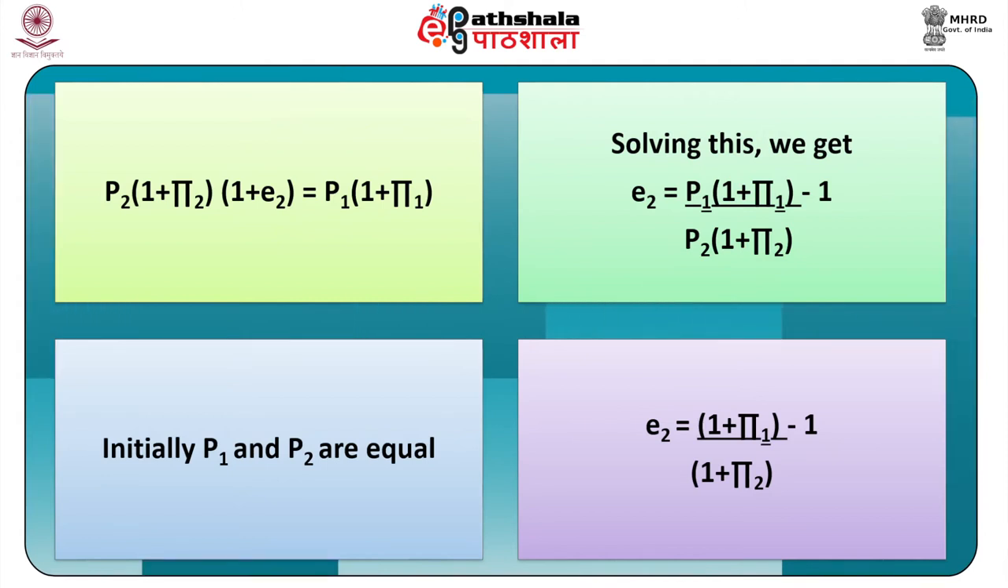Solving this, we get E2 is equal to P1 × (1 + pi 1) divided by P2 × (1 + pi 2), minus 1. Initially, P1 and P2 are equal, and hence E2 is equal to (1 + pi 1) divided by (1 + pi 2), minus 1. If pi 1 is greater than pi 2, then E2 should be positive, which implies nation 2's currency will appreciate by the inflation rate differential between the two nations. However, if pi 1 is smaller than pi 2, then nation 2's currency will depreciate to equalize the purchasing power.